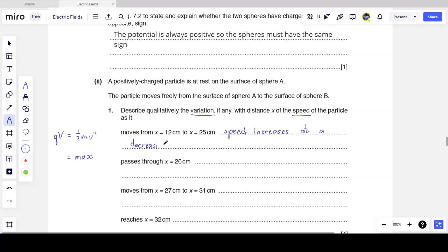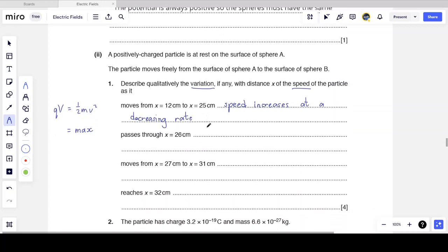Or you can say the speed increases, but the acceleration decreases. That's exactly the same thing. The rate of change of speed is acceleration. So the speed is increasing, but the acceleration decreases. So the force is getting less and less as it's getting further away from A. Still accelerating, but doing so at a lower rate.